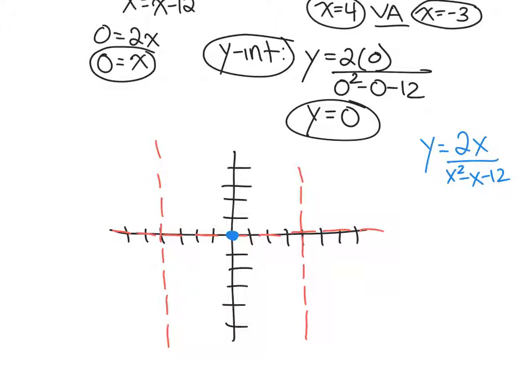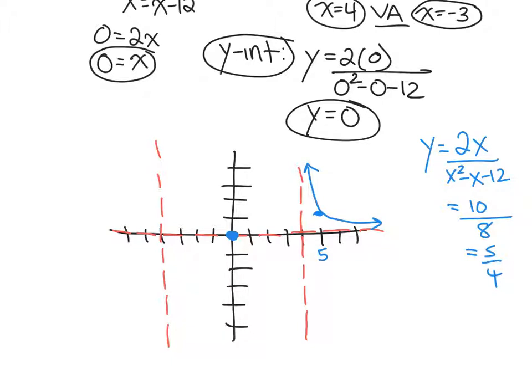Let's say I wanted to know what's happening over here at 5. So I'm going to sub 5 in. I get 2 times 5, so 10. Then I get 25 minus 5 is 20, minus 12 is 8. So I get 10 over 8, which is 5 over 4, a positive value. So I know it's going to be up here, and this section is going to look like this.